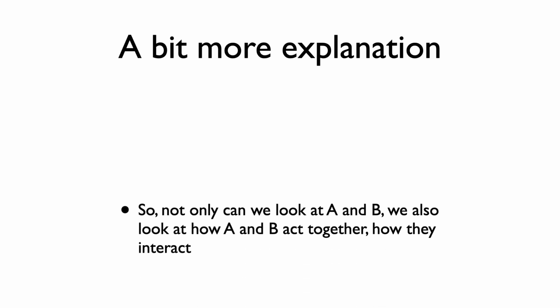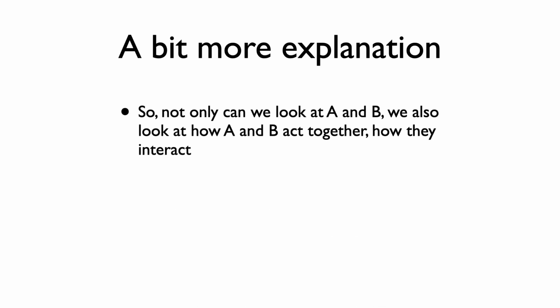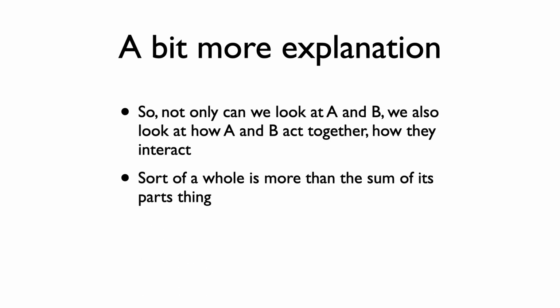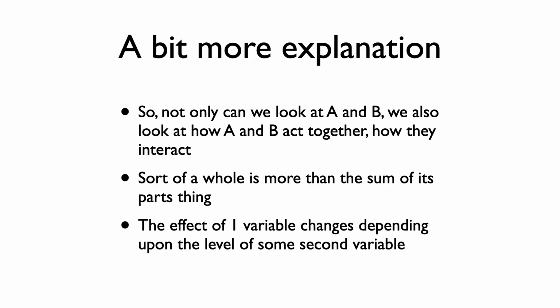So let's get a little more deeply into this. We don't just look at A and B. So in our example, what is it? Retention interval and levels of process. We're looking at how the two things act together, how they interact. It's like the whole is more than the sum of its parts. It's almost like the Gestalt kind of thing. That's sort of what's going on here. So here is a definition of what it is, and if you can remember this, you'll be fine. It's that the effect of one variable changes depending upon the level of some second variable.